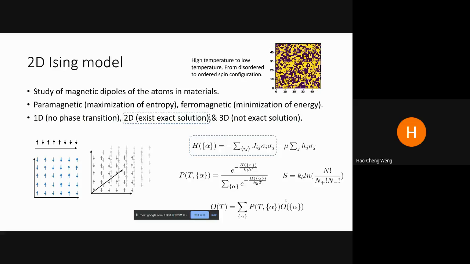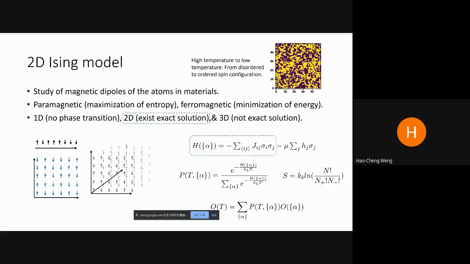So the first part is that I want to introduce this 2D Ising model to you. In condensed matter physics, people study the magnetic dipoles of atoms in materials with this Ising model. Here we'll focus on 2D. As shown in the PowerPoint, this is a 1D Ising model with spins aligned on a line. In the 2D Ising model, we have the spins on a plane. And this is a 3D Ising model.